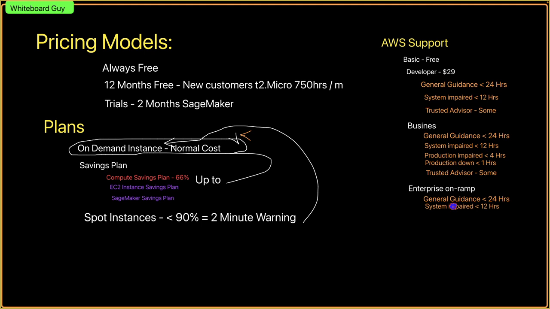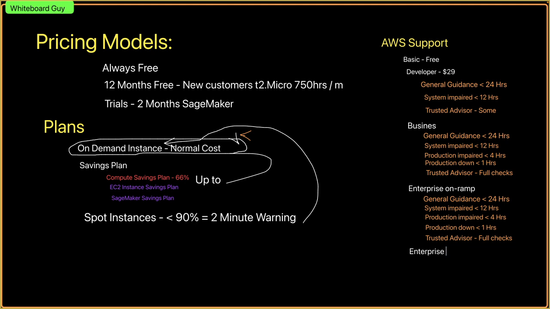There is definitely general guidance, there is system impairment, there is production system impairment, there's production system down, there is also Trusted Advisor as well. Just on business, instead of some with the developer, you get the full set of checks with the business environment as well. So with Trusted Advisor, you get everything. And then there is also your Trusted Advisor. Let me bring this down. There we go. So enterprise, and then with enterprise, you also have on-ramp, and then you also get enterprise as well.